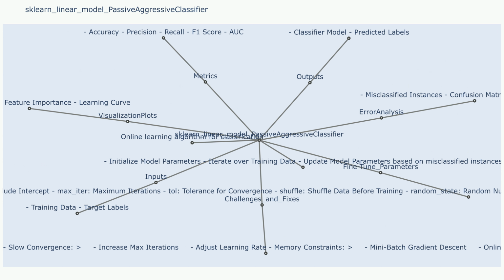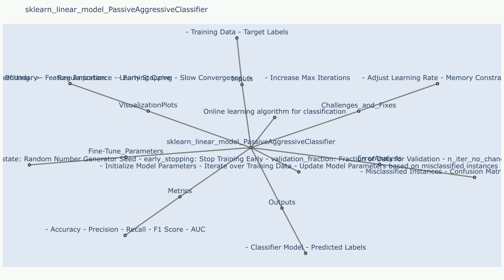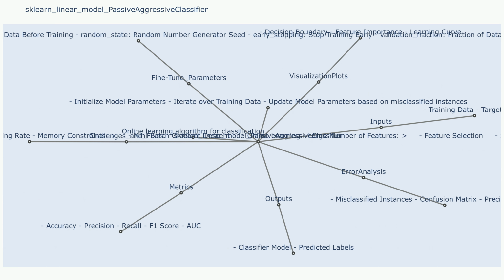Steps. Initialization. The model starts with initial weights, usually zeros. Iterative updates for each training sample. Prediction. The model predicts the class label based on the current weights and input features. Error calculation. If the prediction is wrong, the model calculates the error. Weight update. The weights are updated based on the error and the learning rate. The update is done in a passive-aggressive manner, meaning that the weights are only adjusted if the prediction was wrong, and the adjustment is proportional to the error.